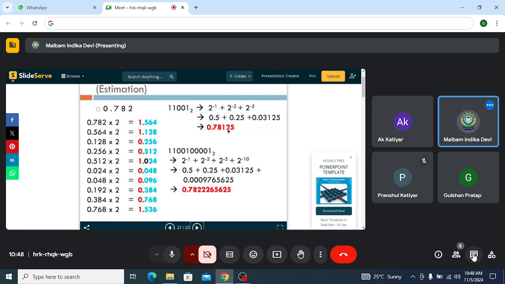Yes or no? Yes, ma'am. Okay, so if the question maintains up to 4 precision, you can calculate up to 4 values after the decimal point. After that, you can stop calculating. Otherwise, if you focus your time here and keep calculating, your time will be over.